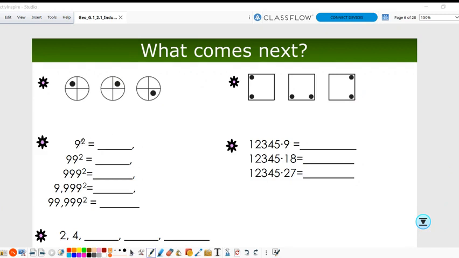Mathematically, we can take squares and evaluate all of these and we'll end up getting a pattern. Same thing with this example. Go ahead and pause your video and take a look at the patterns.